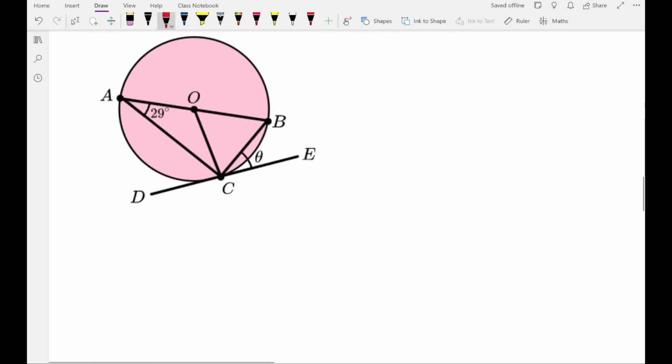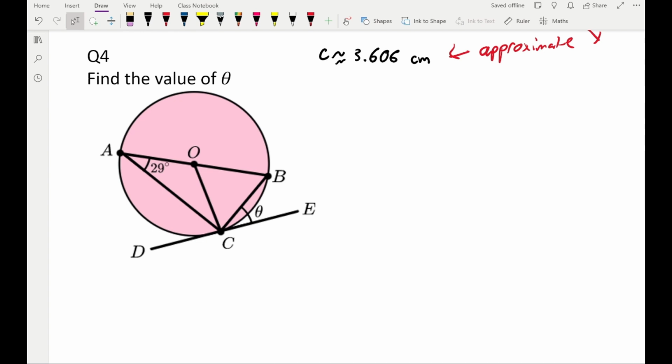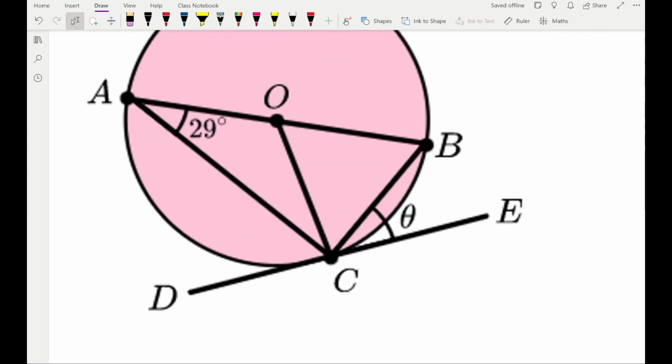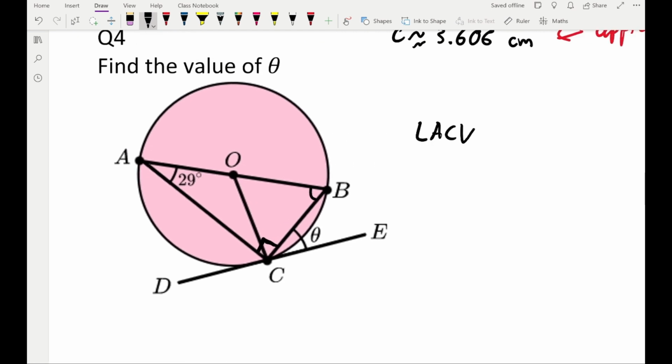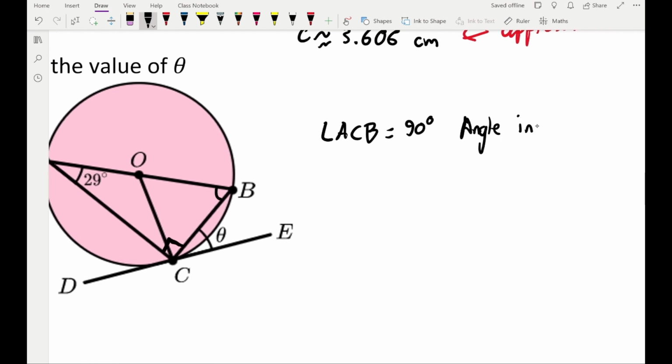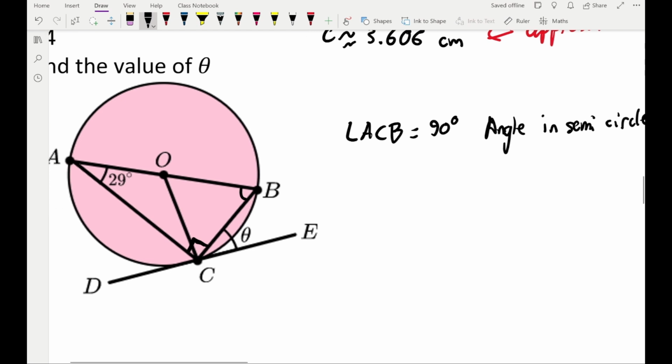Find the exact value of theta here is our next question, and there's a few things going on here. So let's break it down bit by bit. We're going to do the exact same process that we did for finding this angle in here, noting that this is a right angle. So angle ACB equals 90 degrees, and that's from the angle in a semicircle theorem that we saw before.